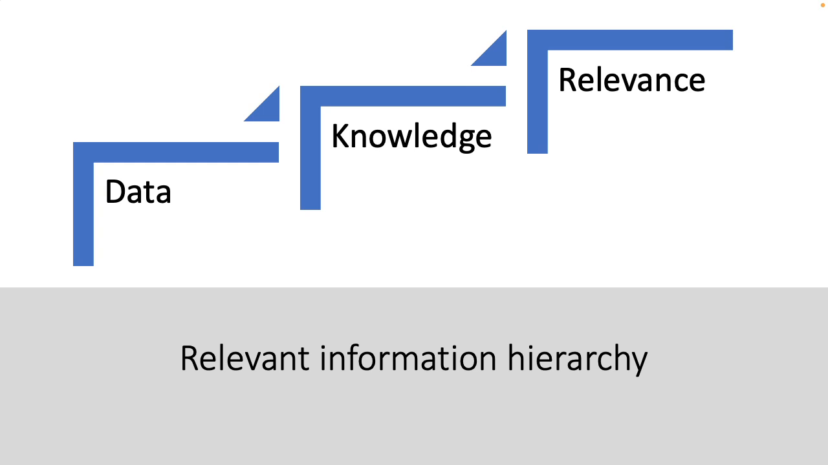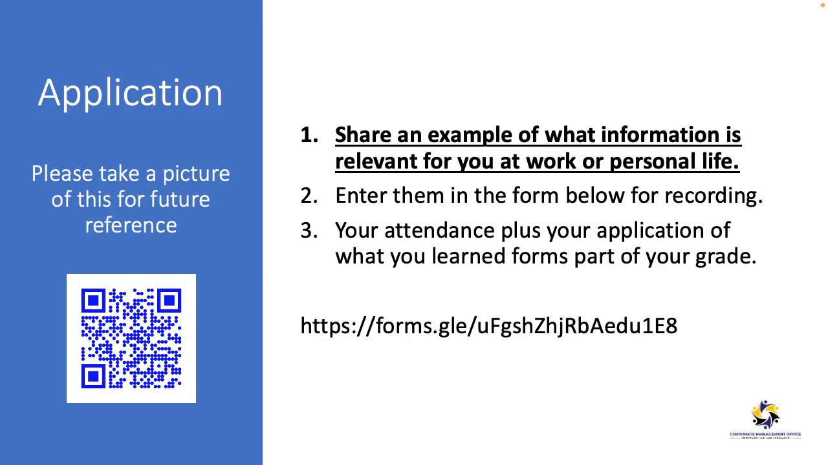I made a mistake in the sequencing. But that's it. Relevant information has a hierarchy. At the lowest, it's data. When you put it together to make something meaningful, it becomes knowledge. When you use it for a good decision making mechanism, then it becomes relevance. So that's it. And then again, as usual, my question is: share an example of what information is relevant for you at your work and personal life.